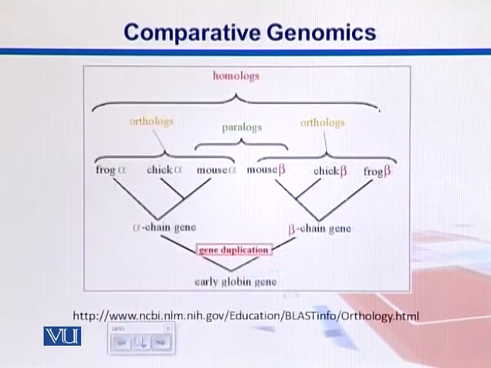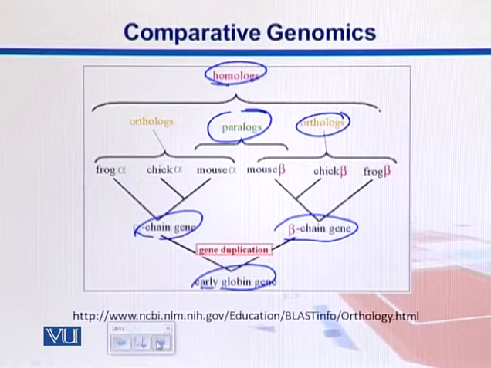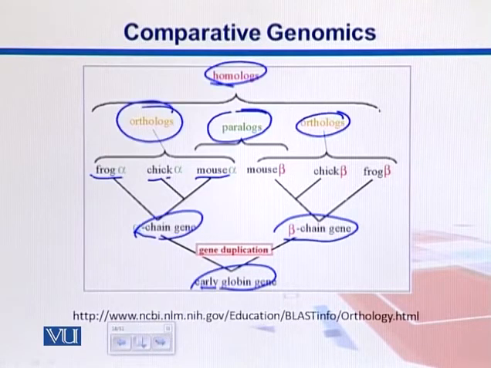In this diagram we see that the similar genes are called homologs, and within the homologs we can have groups like orthologs and paralogs. So orthologs, for example, if we start from the bottom, we start with some globin gene, and then there is a gene duplication. We have seen that earlier. So it has become a beta chain gene and an alpha chain gene, and those alphas, they are here in these three different organisms, and they are similar, so that's why they are called orthologs.